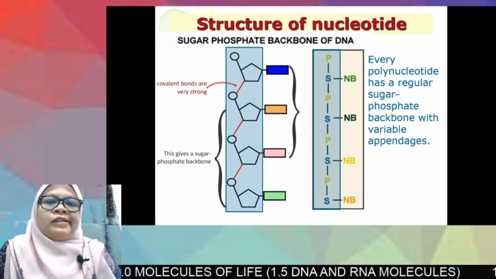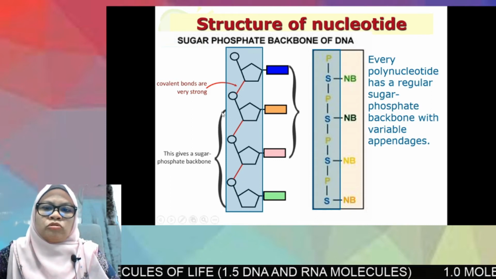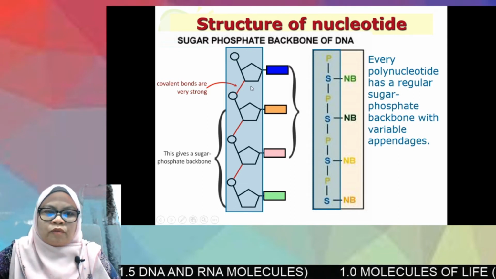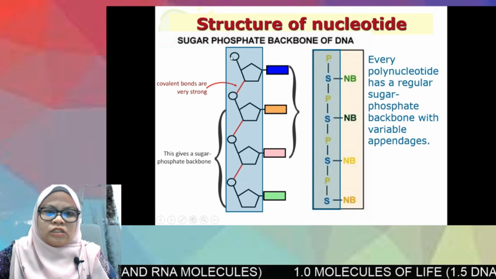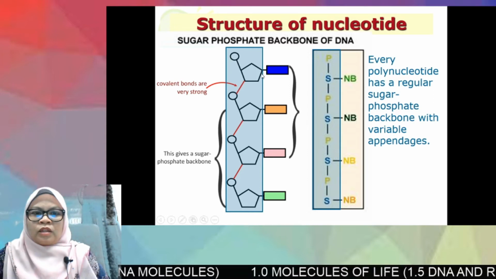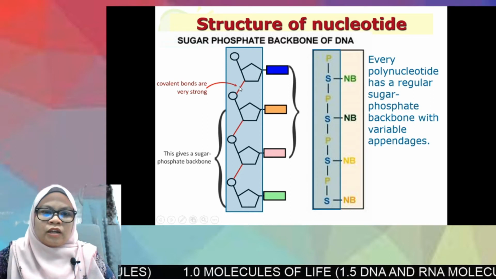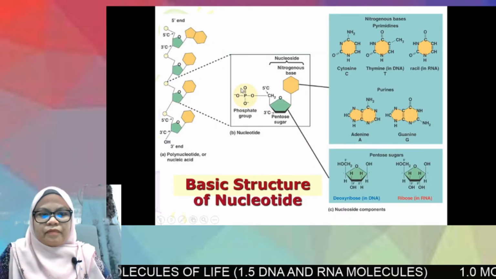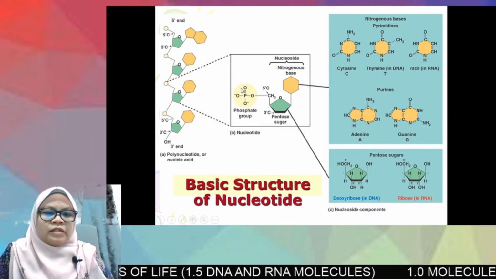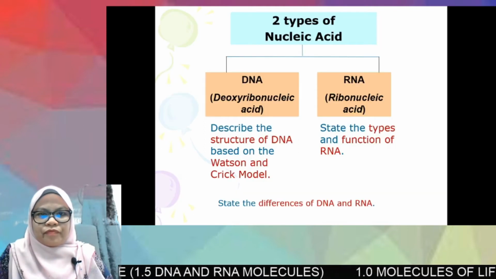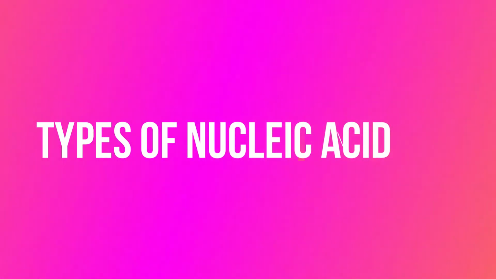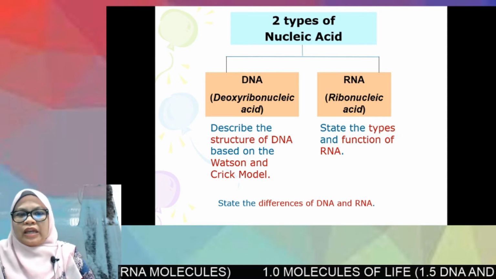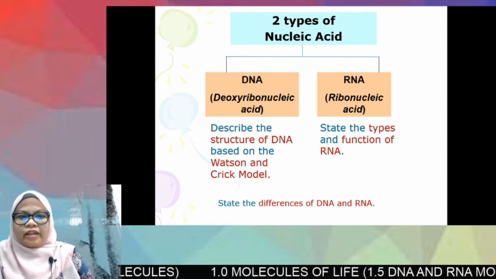Here shows the sugar phosphate backbone of DNA. This is the nitrogenous base, this is the pentose sugar, and this is the phosphate group. A nucleotide attaches with another nucleotide by forming a covalent bond, or phosphodiester bond. So again, the structure of nucleotide. Now let's proceed. The types of nucleic acid are DNA and RNA.